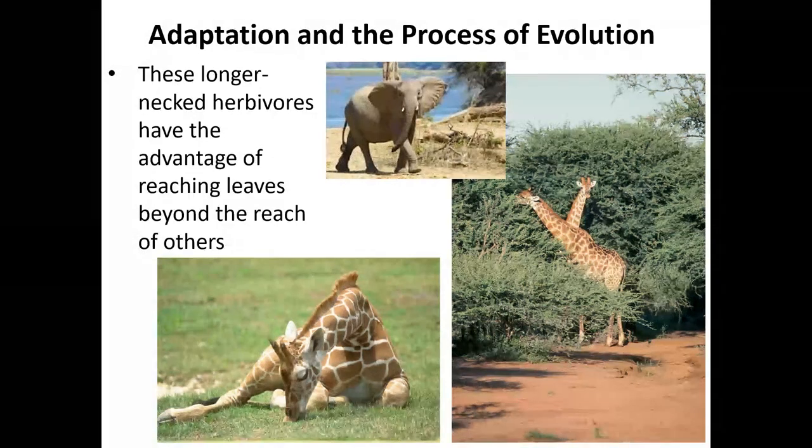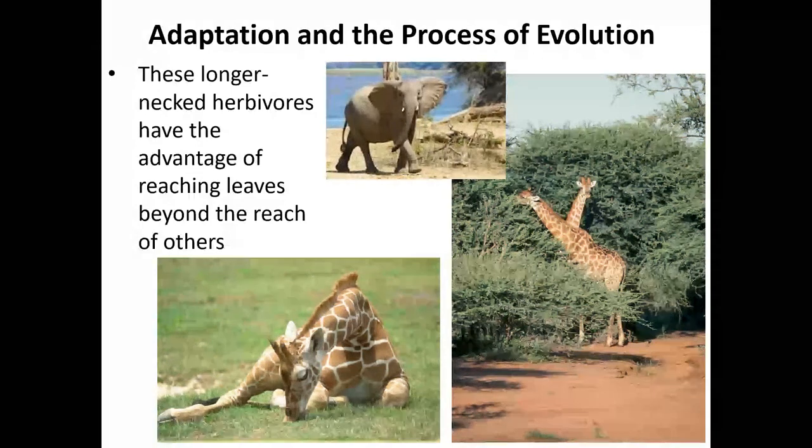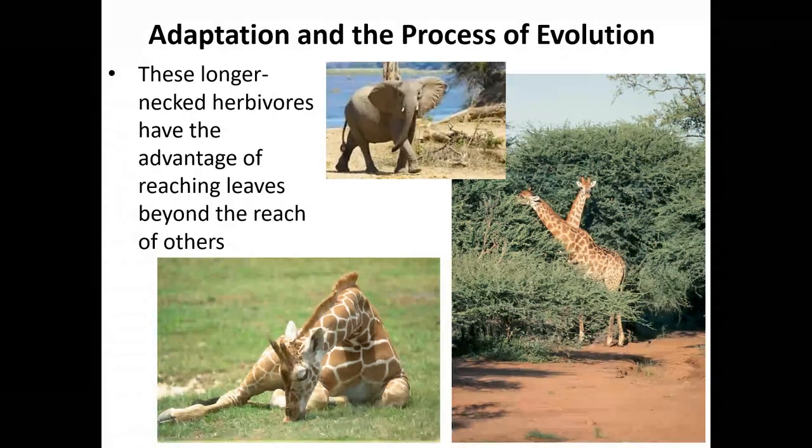So in Africa, giraffes had longer necks because they were more likely to reach taller trees that other animals couldn't get. The giraffes that had longer necks were more likely to get more food, less likely to starve, and then they would pass those genetics on to their offspring. And then over time you'd have giraffes that would evolve longer necks, more adapted to the environment.